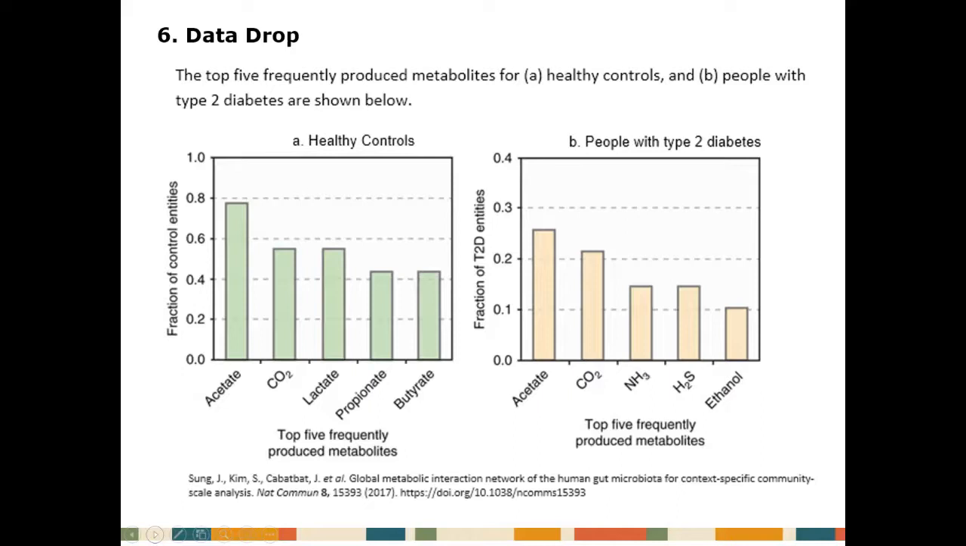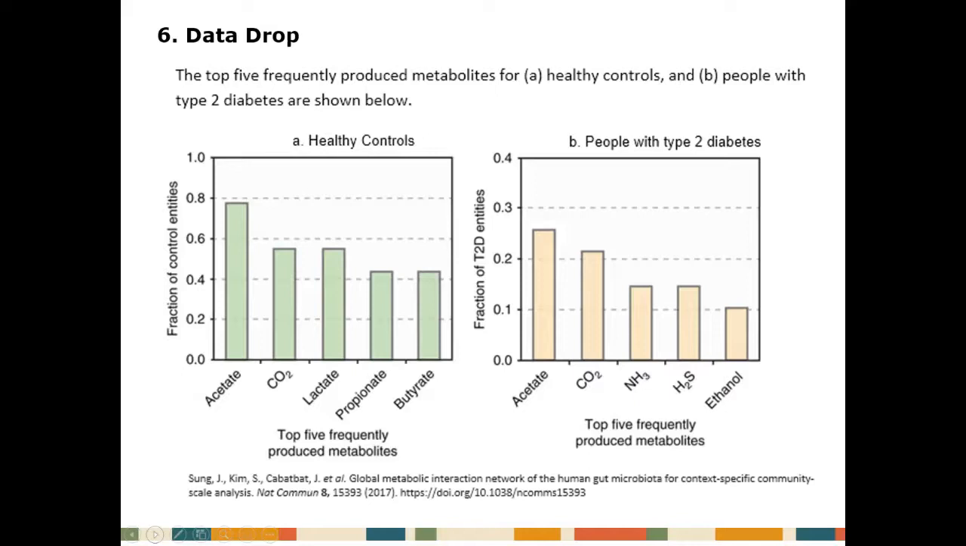We've heard a lot about butyrate, but propionate and lactate are also thought to be beneficial end products, metabolites produced by different microbes. So people with type 2 diabetes are also producing acetate and carbon dioxide, but they also have ammonia being produced, and hydrogen sulfate and ethanol are the next top 3. So it's very much a different compilation of the metabolites in their guts.